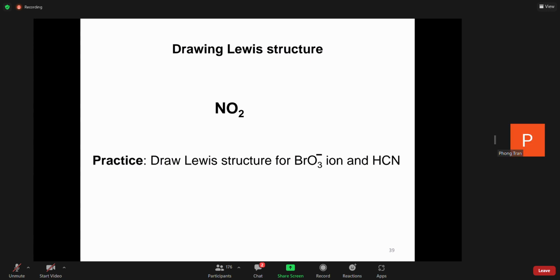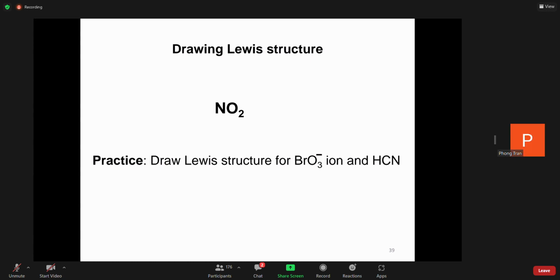Can you try to draw your structure? Can you try to draw your structure on my slide? Can you? No. No.